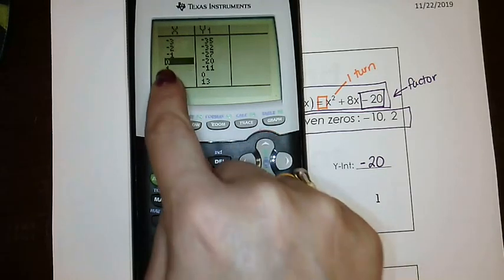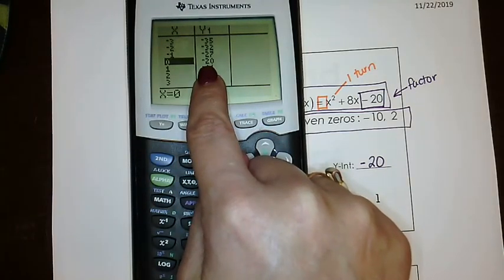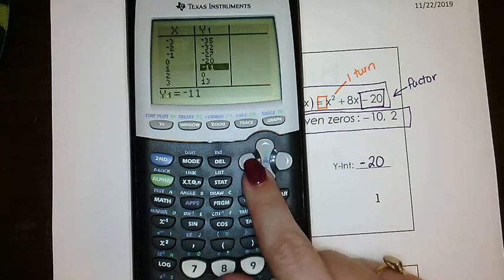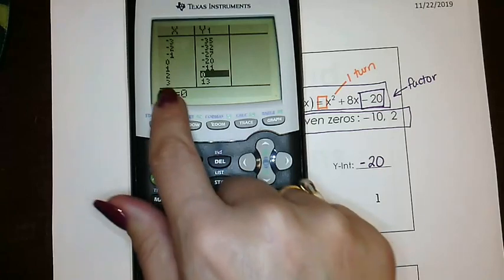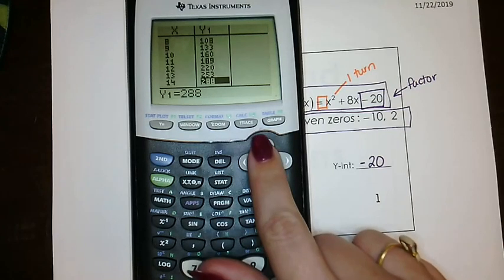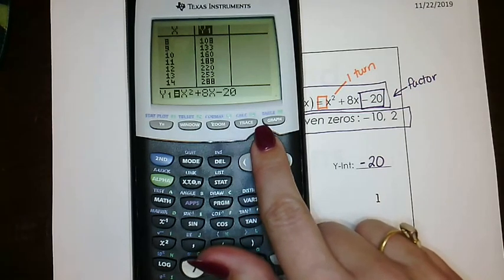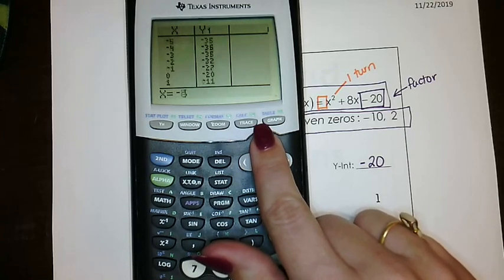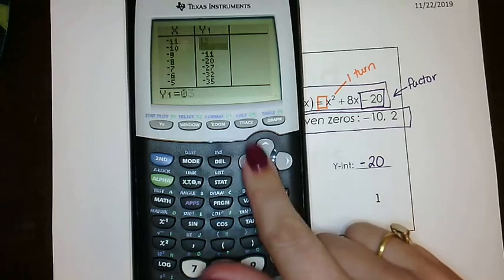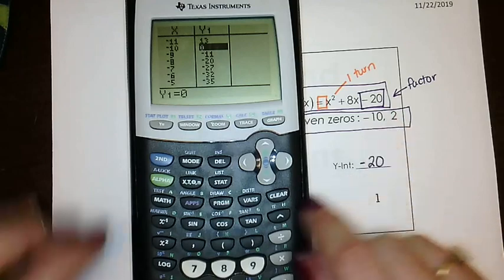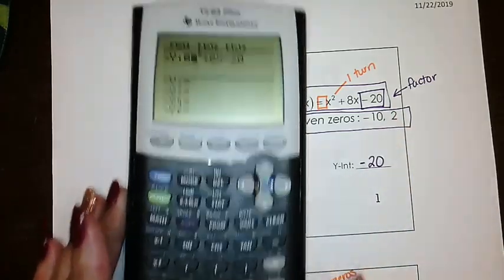So when x is 0, I get my y-intercept, which is -20. And then where y is 0, I get my x values. So 2. I keep scrolling down. I don't see anything, so I go the other way. And I see another 0, so -10. So my solutions are -10 and 2. Let's look at the other one that we had. We had x cubed.